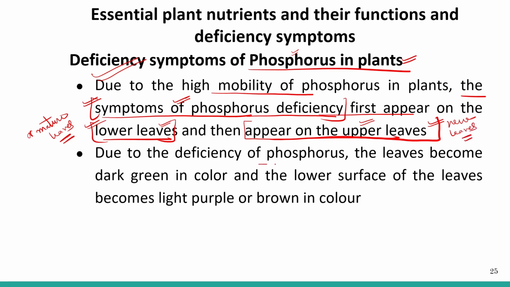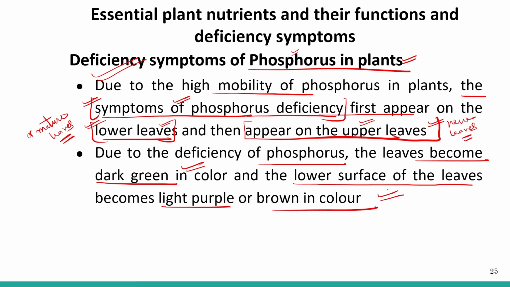Due to the deficiency of phosphorus, the leaves become dark green in color and the lower surface of the leaves becomes light purple or brown in color. This point is very important for phosphorus deficiency. If phosphorus is present in a lesser amount, the leaves become very dark in color, abnormally dark, and the lower surface of the leaf becomes light purple or brown.